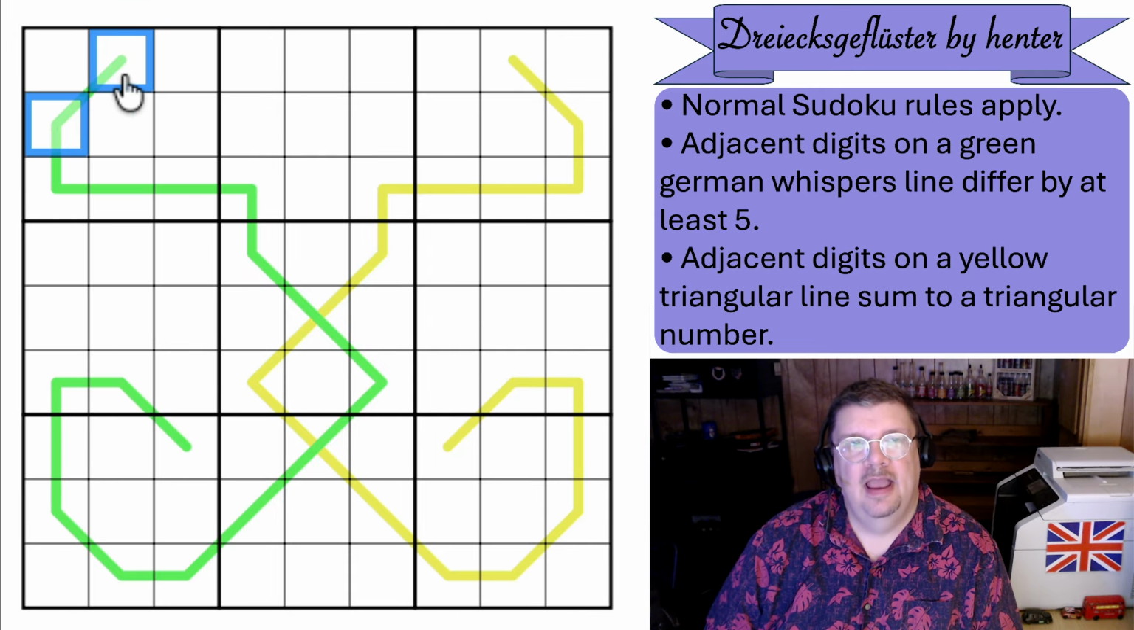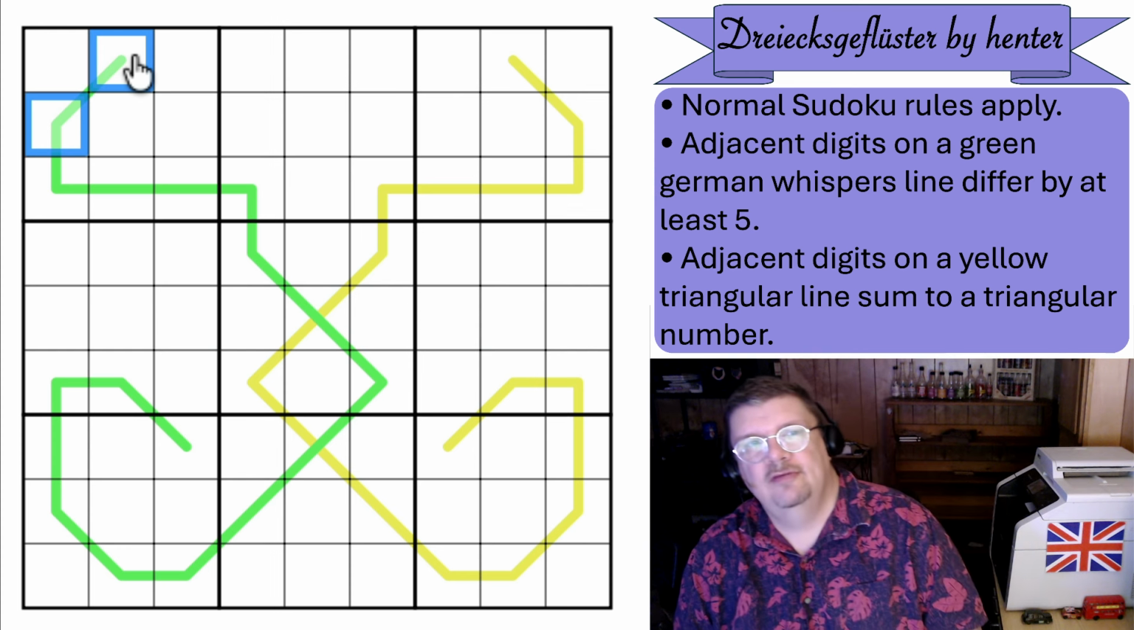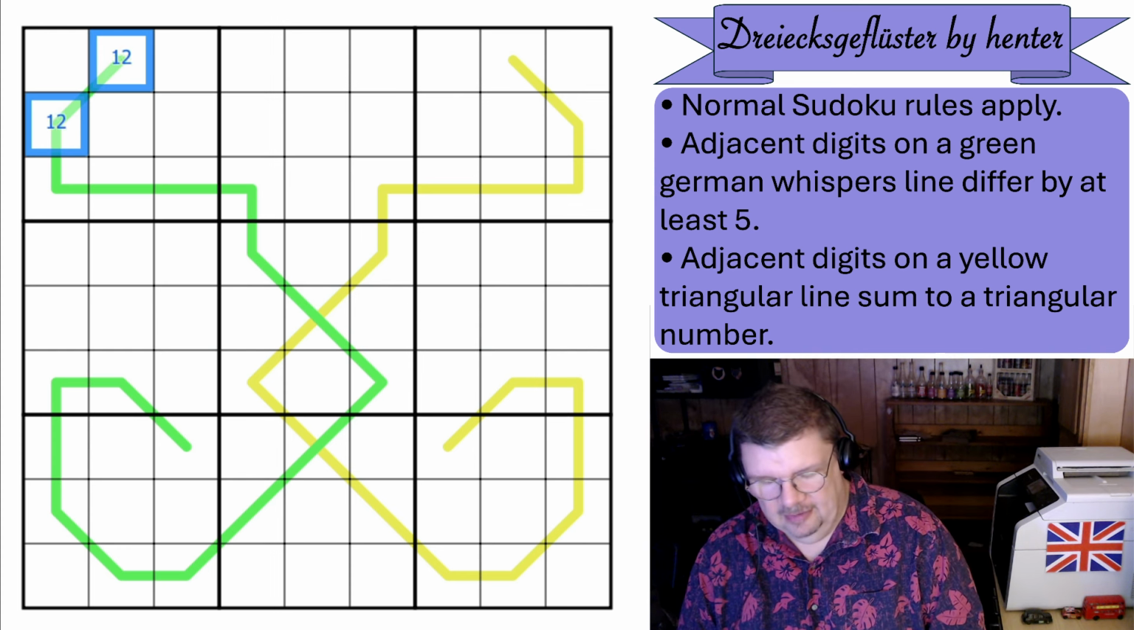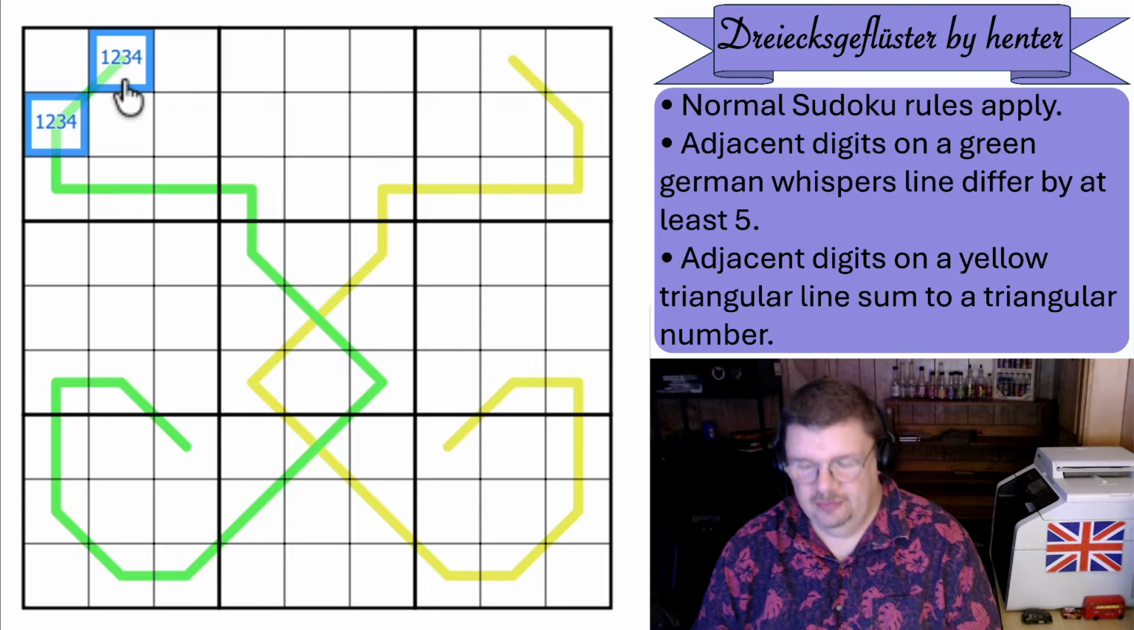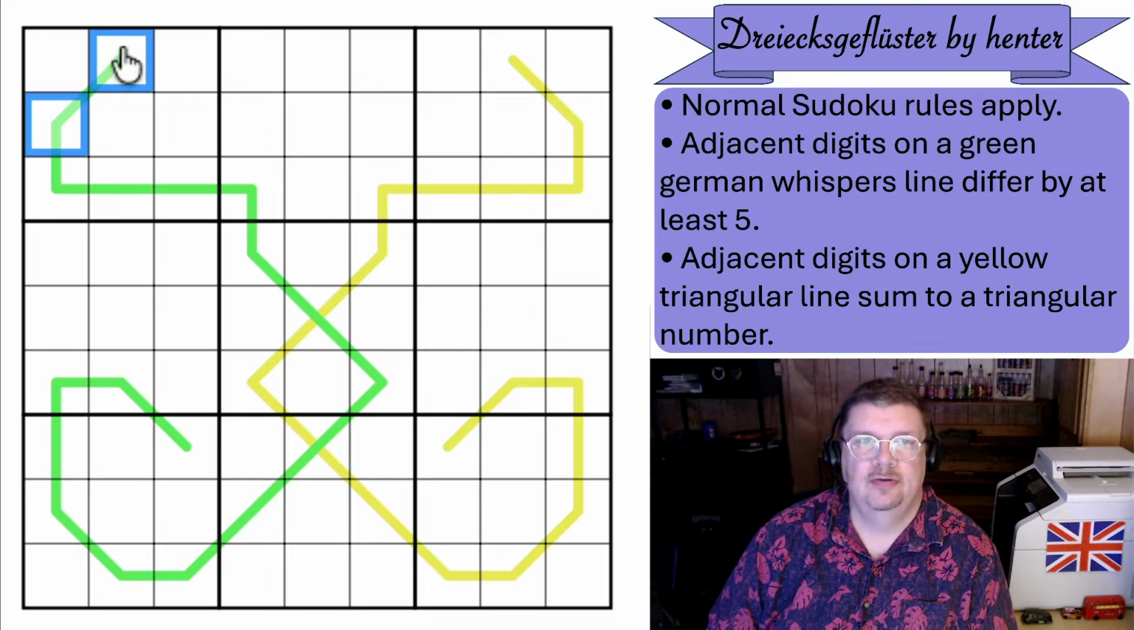Next, I have to alternate between a high digit and a low digit, above 5 and below 5. And the reason for that is, let's suppose I try putting 2 low digits next to each other. That would give me a maximum difference of 3, but I need a minimum difference of 5, and the same happens if I put 2 high digits next to each other.